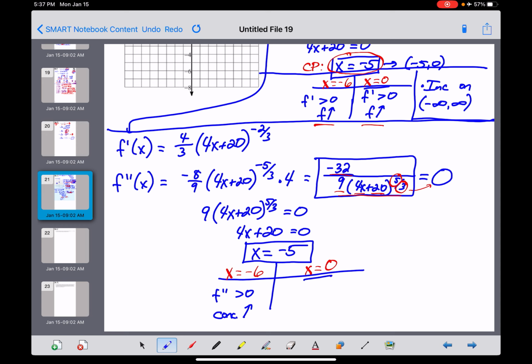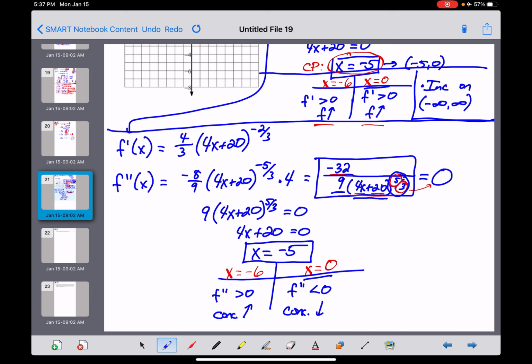Okay, what happens when we put in 0? 4 times 0 plus 20 is positive. A positive number to the 5/3 power is positive, times 9, still positive, and negative 32 divided by that positive number now means that f double prime is negative, and we are now concave down on this interval right here.